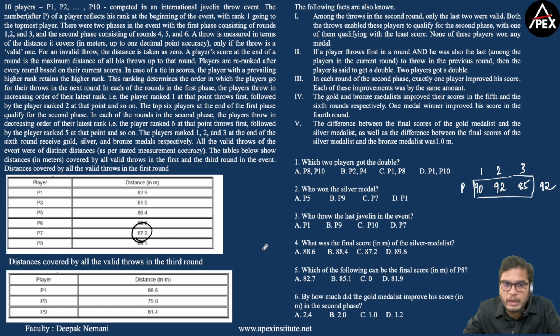Now the players ranked 1, 2 and 3 at the end of the 6th round receive gold, silver and bronze medals respectively. Now all the valid throws of the event were of distinct distances as per stated measurement accuracy.